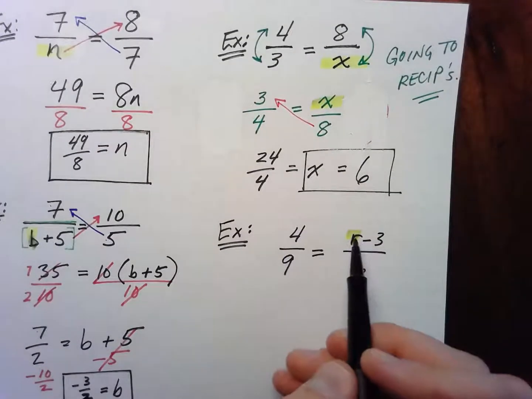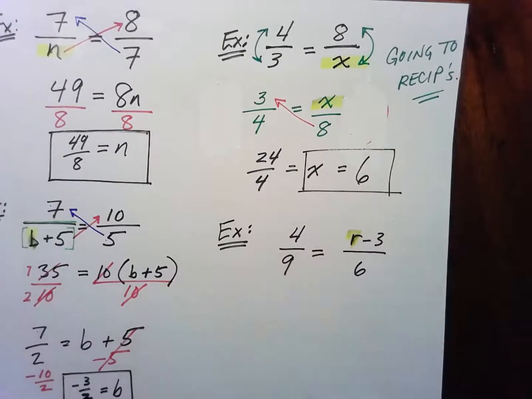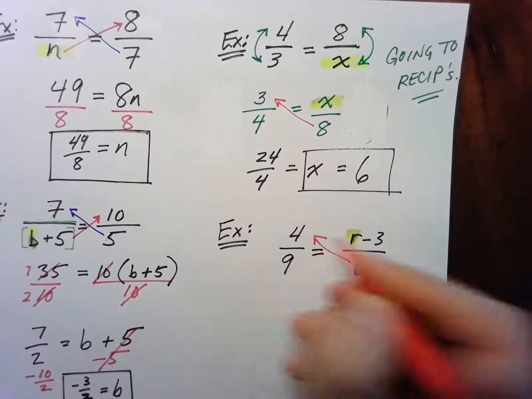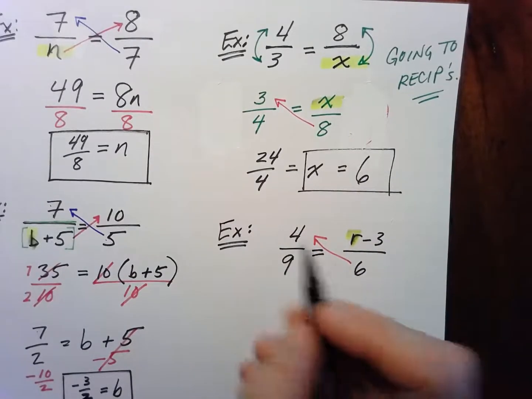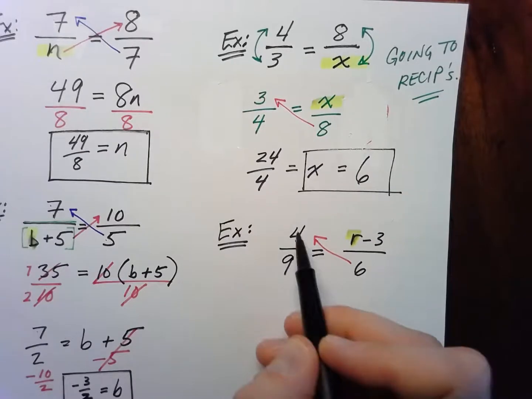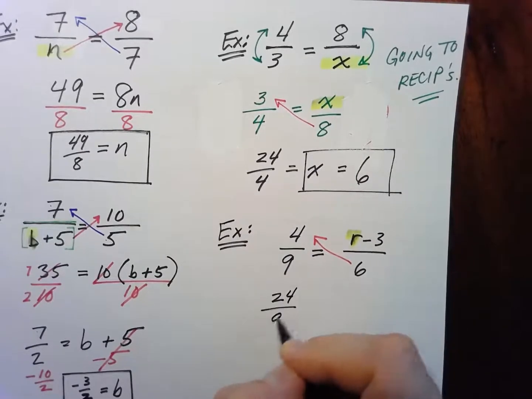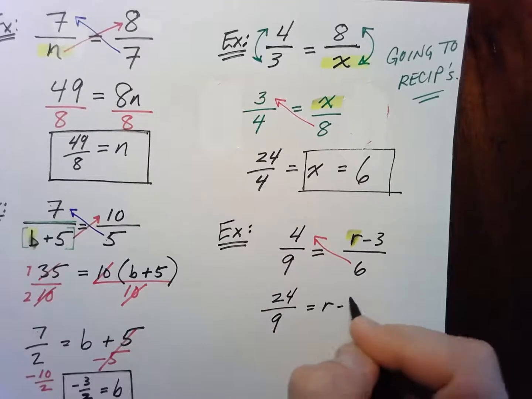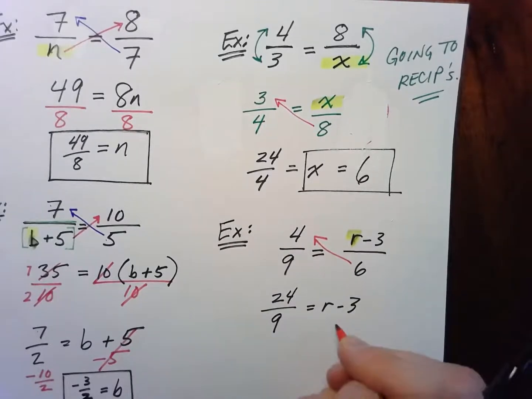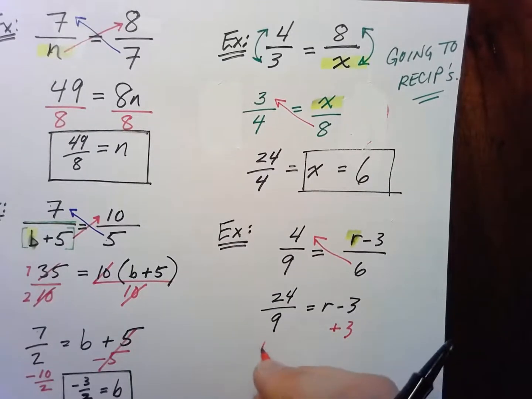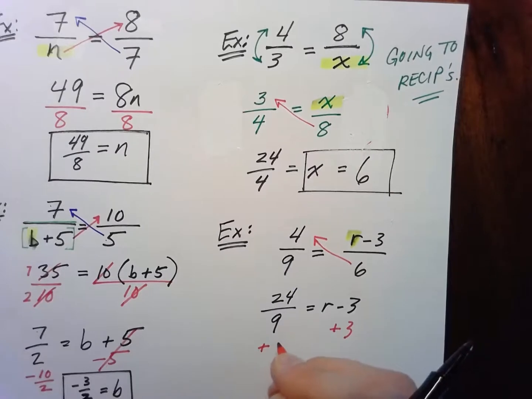Okay, here I've got the r already in the numerator, so I just need to get rid of the 6. And so we're going to have 6 times 4 is 24 over 9 equals r minus 3, and so I need to add 3 and add 3. But I need to add 3 so that it works with this 24 over 9. I need a common denominator, so I need to actually add 27 over 9, okay? Because 27 over 9 is 3.